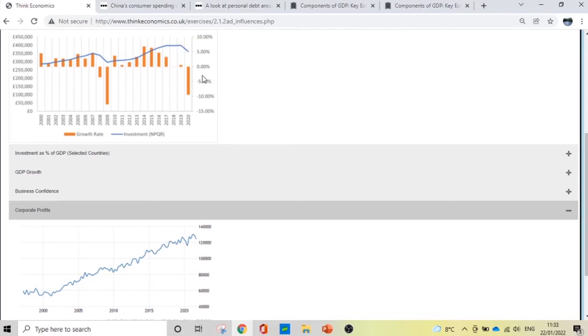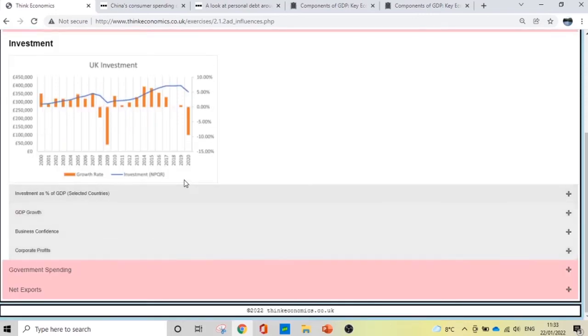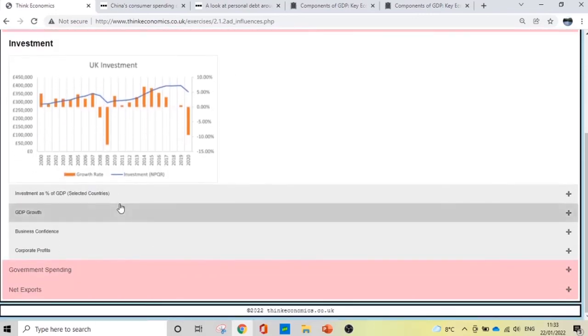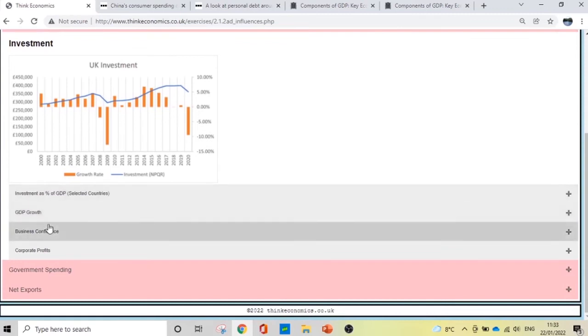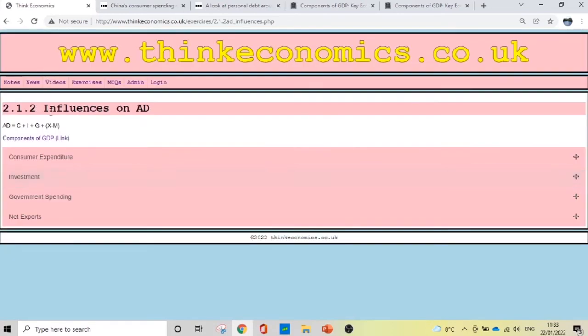You're probably not going to want to buy a lot of new kit that you may or may not be able to use. So those are the influences on investment. I would say GDP growth, business confidence, corporate profits. Those are going to affect what's happening here. The last two then I think are a bit more straightforward.